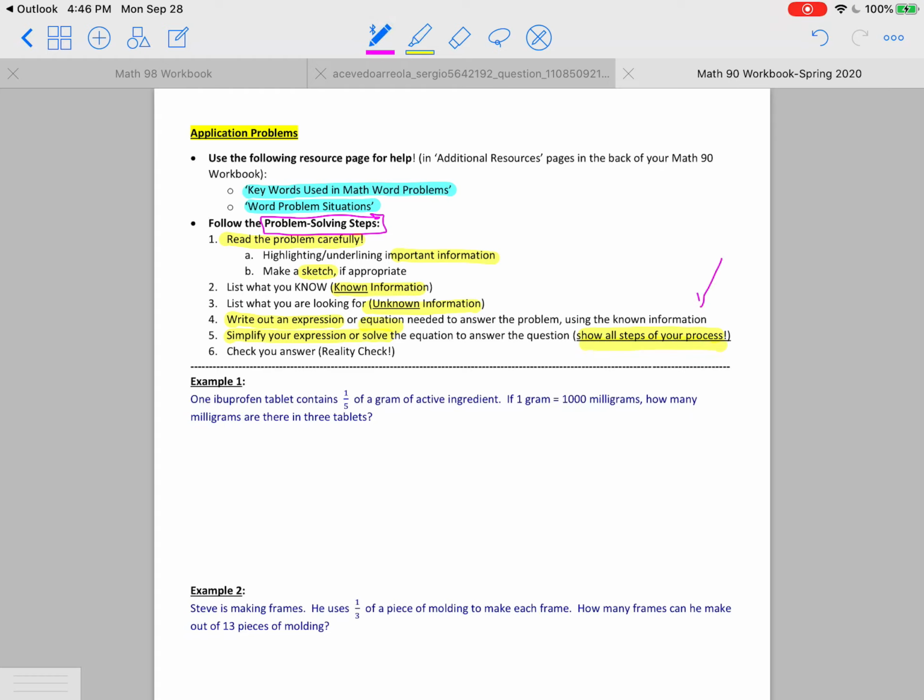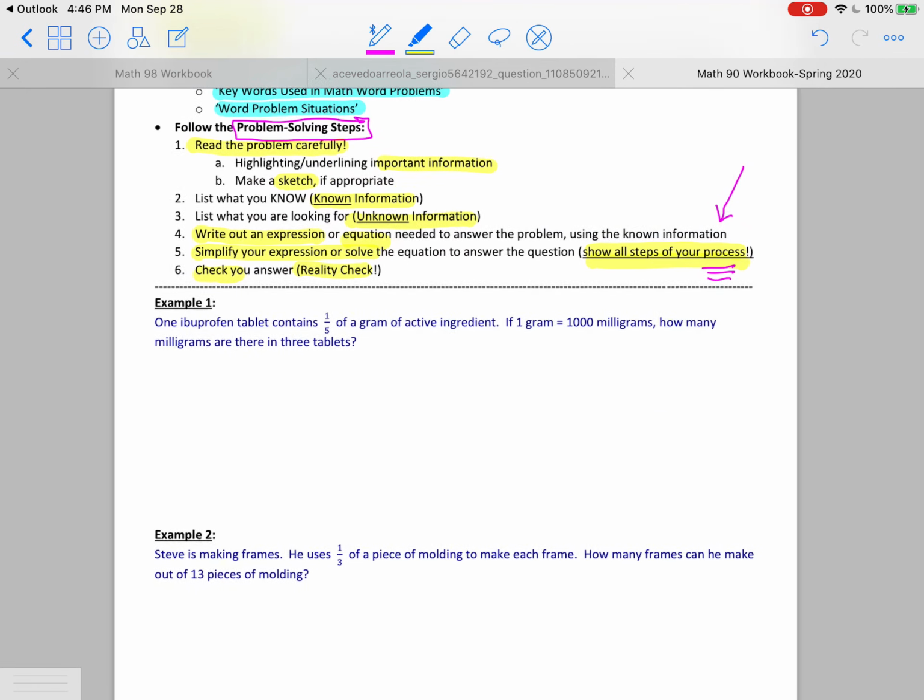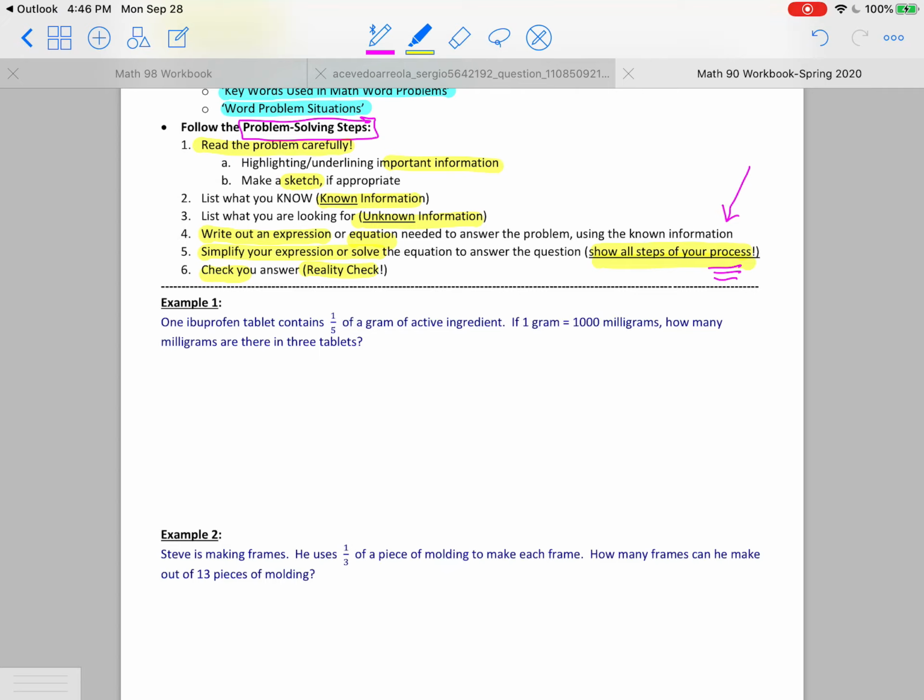I grade in this class mainly on your processes, so showing your work is the most important thing that you could do. And then of course we do a reality check. We need to check our work and say, does this really make sense? Later on, when we are able to write an equation with an equal sign and we're solving for x, we can check by plugging that back in and making sure that it works. With a lot of these problems at the beginning of the quarter where we have expressions, we're doing more of a reality check. We're just like, does that answer really make sense?